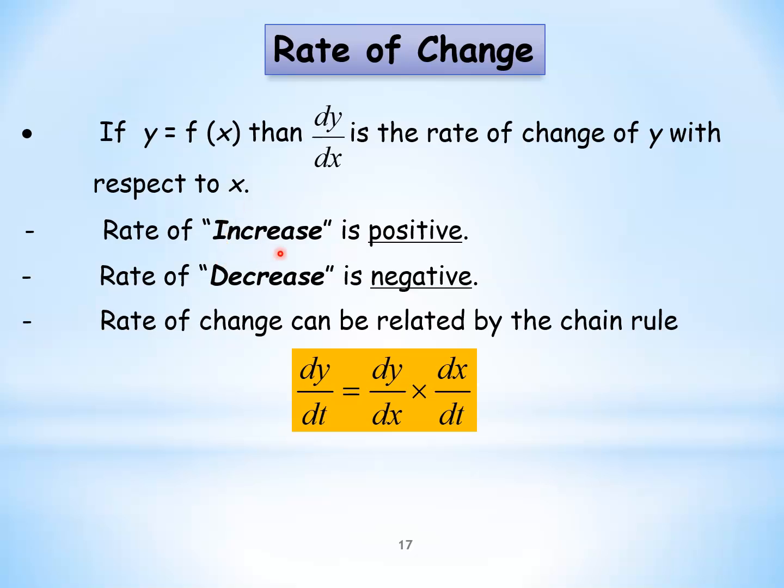Rate of increase is positive. Rate of decrease is negative. Mean when you have negative value, that is the rate of decrease. Rate of change can be related by the chain rules. Okay, we have learned this before. dy/dt actually equal to dy/dx times dx/dt. We can say that you want to find the rate of change of y with respect to t.